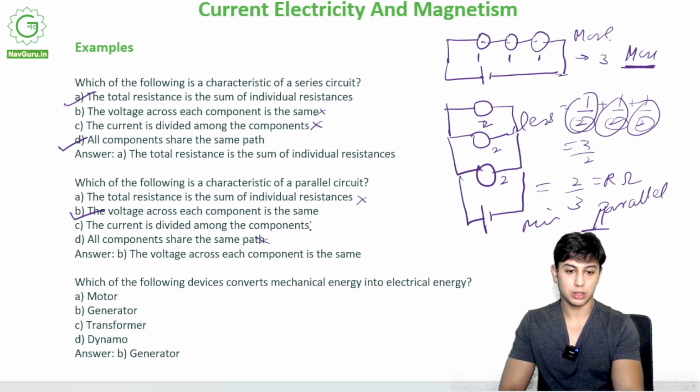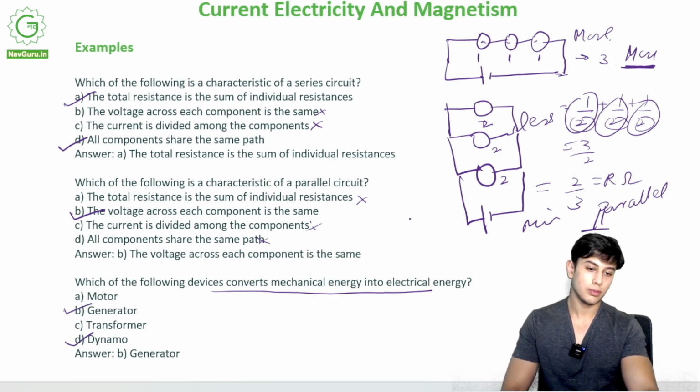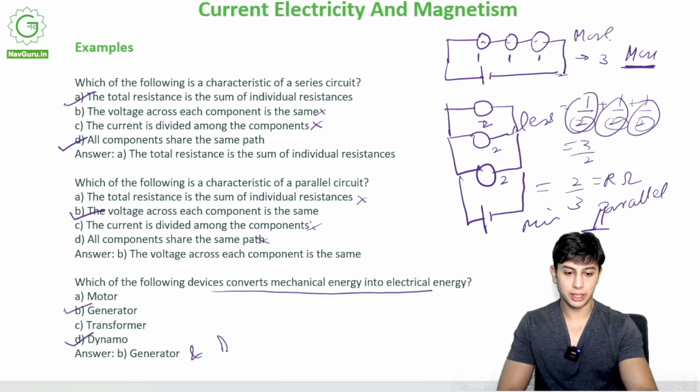No. No. Which of the following devices converts mechanical energy into electrical energy? Mechanical to electrical, generator or even a dynamo. Alright. Yeah, both are correct. You can add and dynamo.